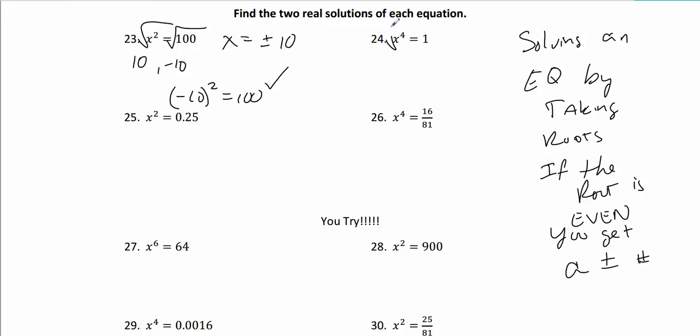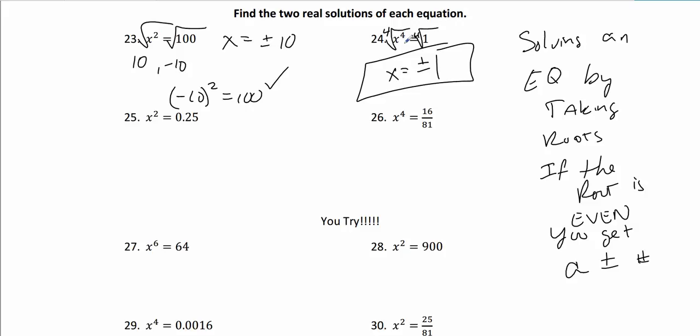I can't take a square root because it's to the fourth power, so I have to take the fourth root of it. If I take the fourth root of this, then I get x is equal to, because it's an even root, plus and minus 1. It's only even roots. You guys have been noticing, hopefully in this lesson, that even roots are really, really weird.